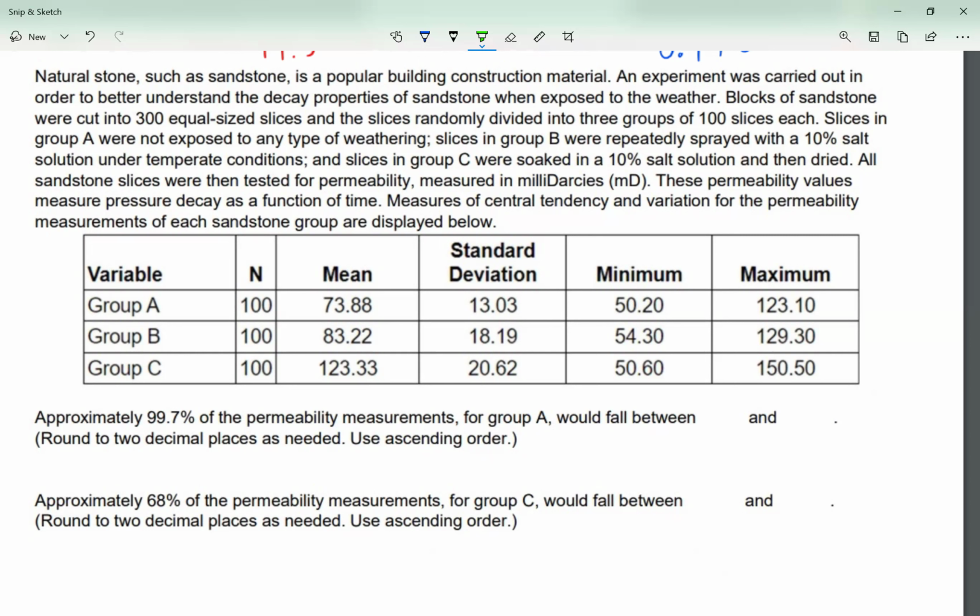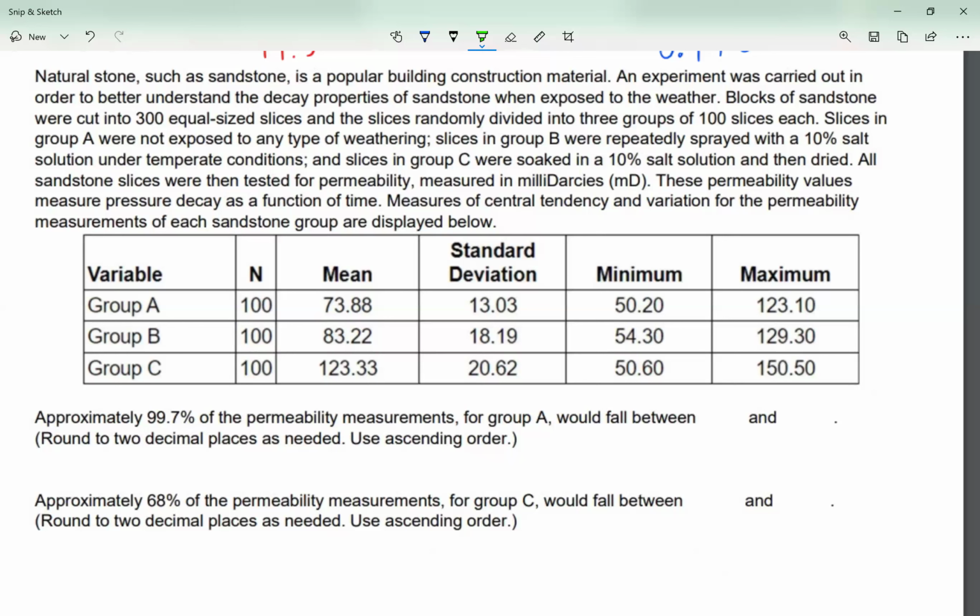Slices in group A were not exposed to any type of weathering. Slices in group B were repeatedly sprayed with a 10% salt solution under tempered condition, and slices in group C were soaked in a 10% salt solution and then dried. Okay, so far, what have I read?